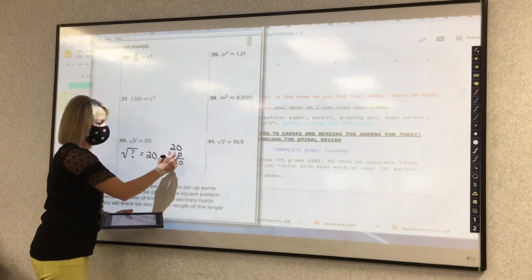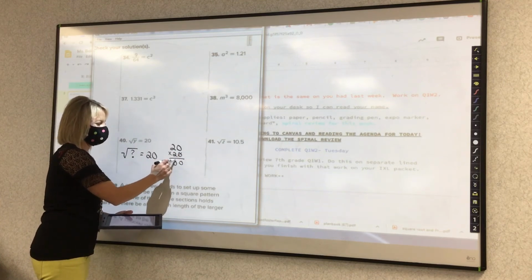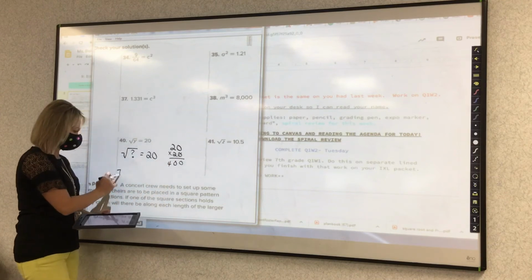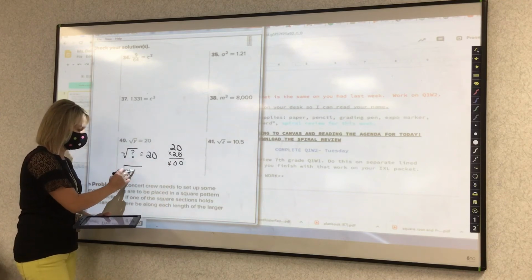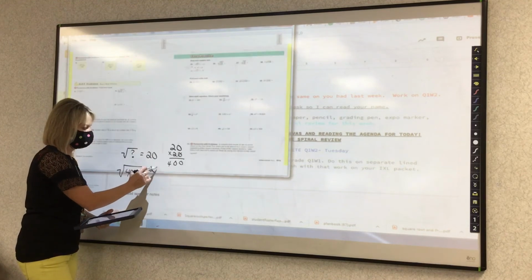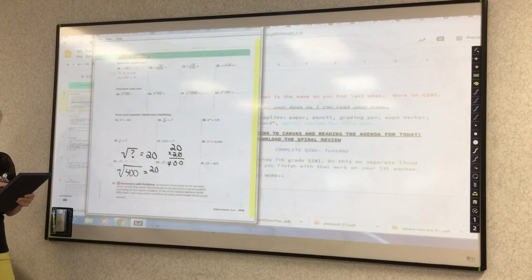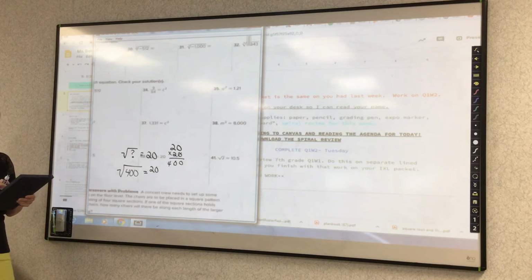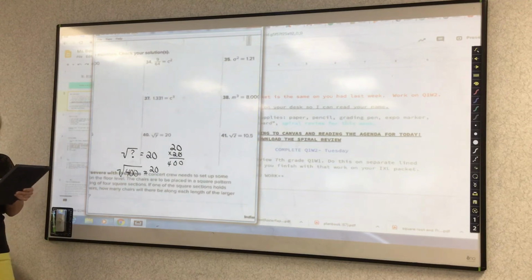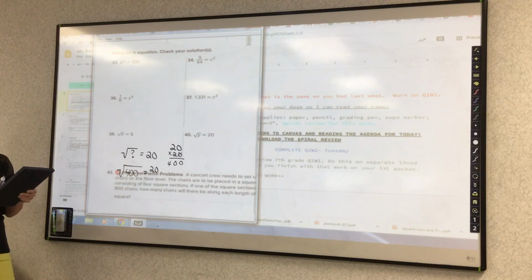I'm just going to add a 0. 2 times 0 is 0. 2 times 2 is 4. So the square root of 400 is 20. So the answer is 400. So let's go back and look at 39.